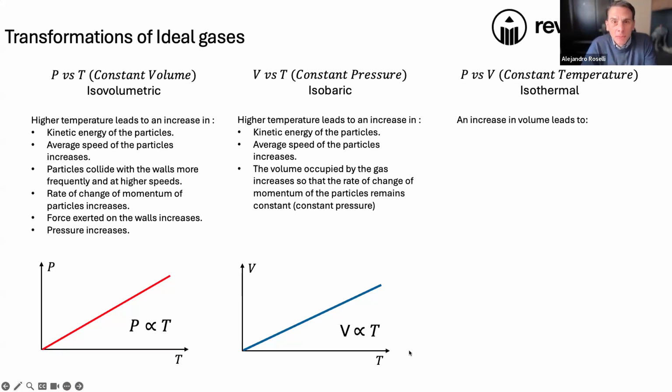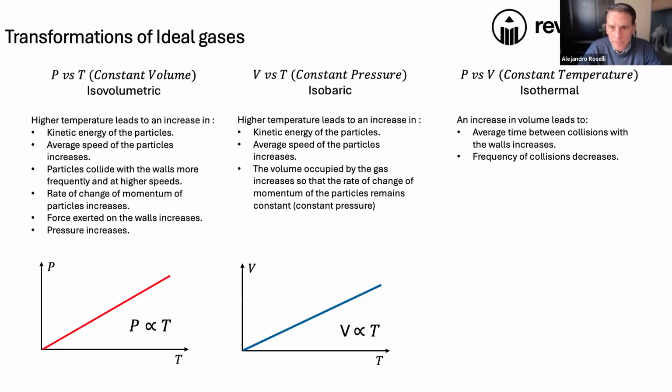Now, increasing the volume leads to an increase in the average time between collisions with the wall. Particles would take more time between collisions with the wall just because the volume is higher. It takes a longer amount of time for particles to go from one wall to the opposite wall, or to any wall, because we have high volume, which creates a decreasing frequency of collisions.